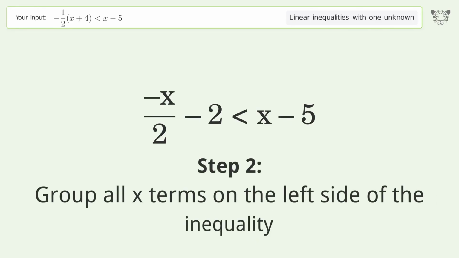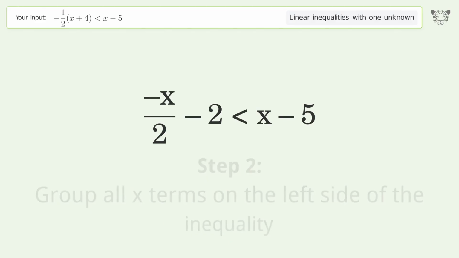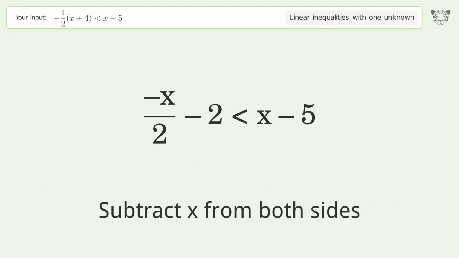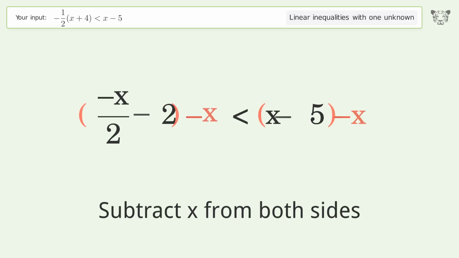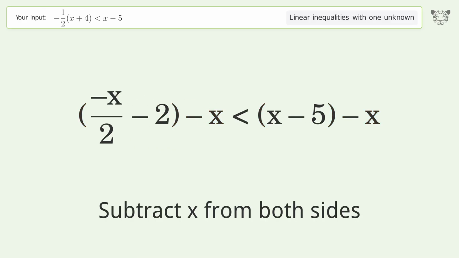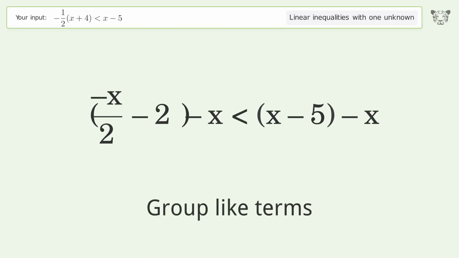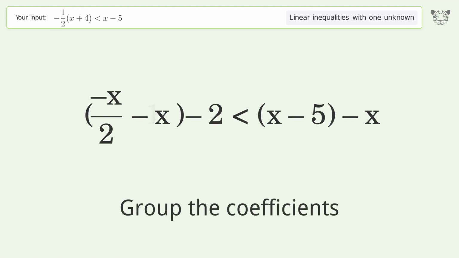Group all x terms on the left side of the inequality. Subtract x from both sides. Group like terms. Group the coefficients.